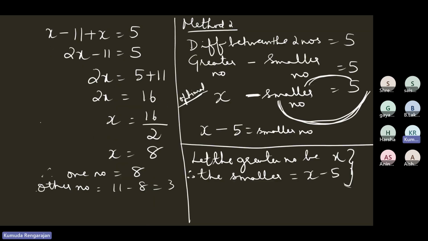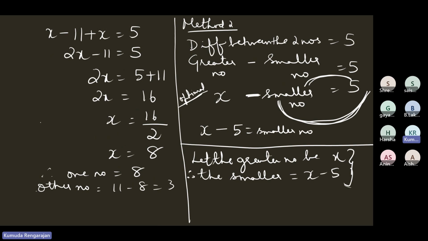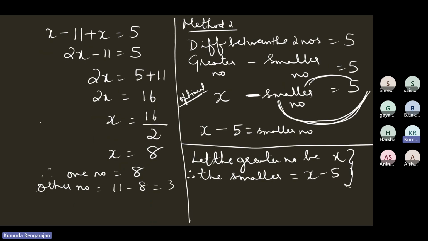See this again: difference between the two numbers is equal to 5, which means the greater number minus the smaller number is equal to 5. Here you can take the smaller number as x. We have taken the greater number as x, right? So you can also take the smaller number as x. Then what is the greater number in terms of x? The difference between the two numbers is 5, that means the greater number minus the smaller number is 5.